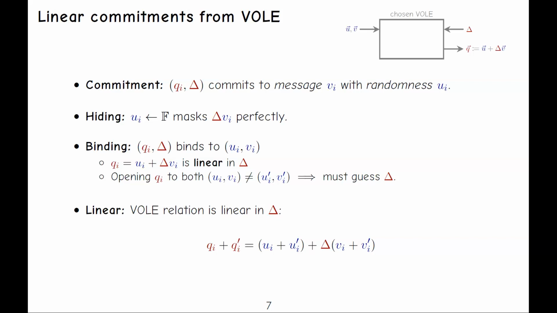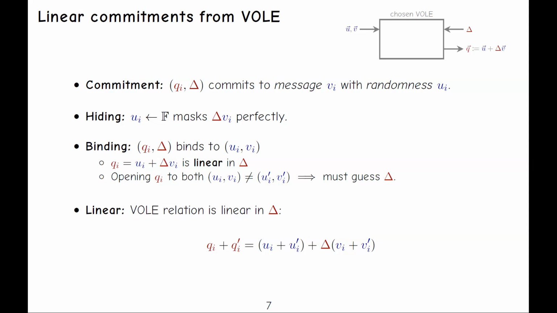You go through linear commitments first. And how do we get a linear commitment from VOLEs? Well, this is almost immediate. We choose as the v_i the message we want to commit and choose the u_i as masking randomness. And then basically the q_i along with the delta will be the commitment. And this is hiding because these u_i terms are chosen uniformly at random, so they perfectly mask the v_i term.